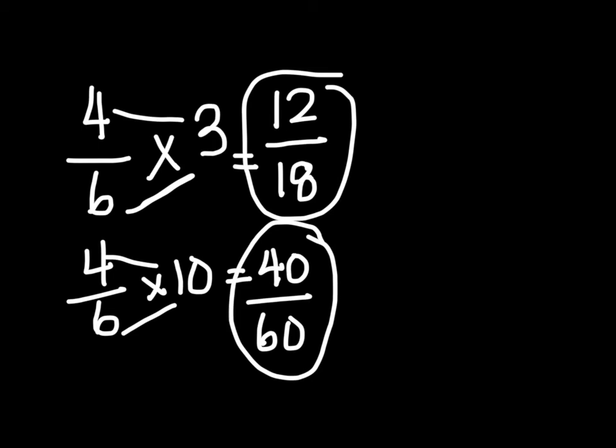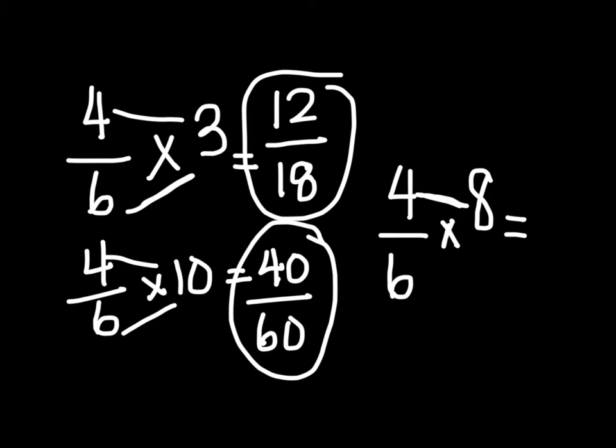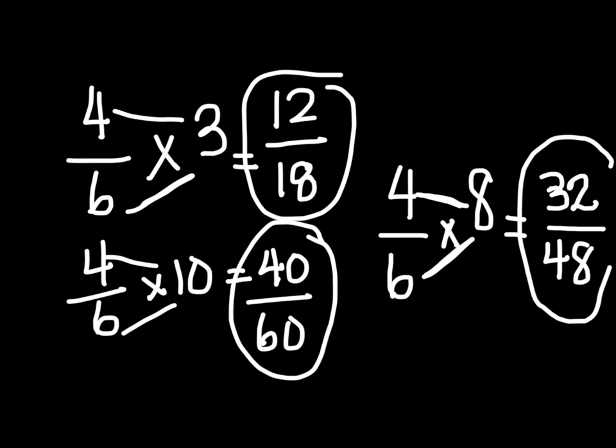I need one more. I'm going to make it hard. And I'm going to multiply by 8. 4 groups of 8 is 32. 6 groups of 8 is 48. So my third fraction that's equivalent to 4/6 would be 32 out of 48. So that's basically how you can find equivalent fractions using multiplication.